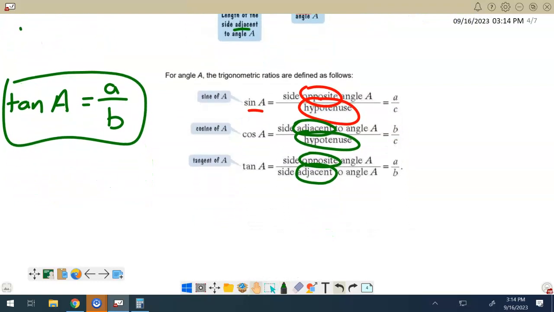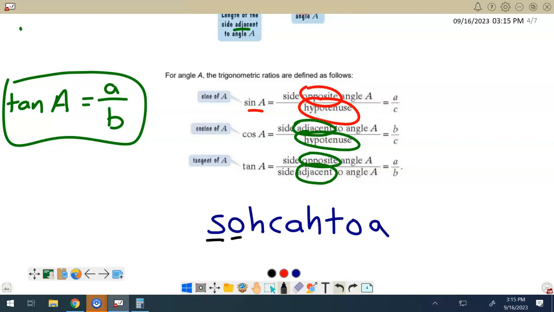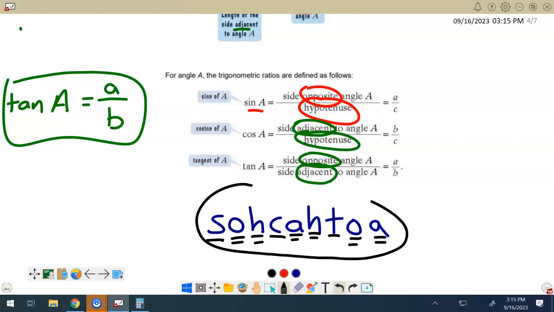And to tie all that together, there is an acronym that is fairly memorable, SOHCAHTOA. So it looks like this. Sine is opposite over hypotenuse. Cosine is adjacent over hypotenuse. Tangent is opposite over adjacent. So if you can remember this weird sounding word, you can remember all three formulas at once. SOHCAHTOA, however you want to pronounce that.